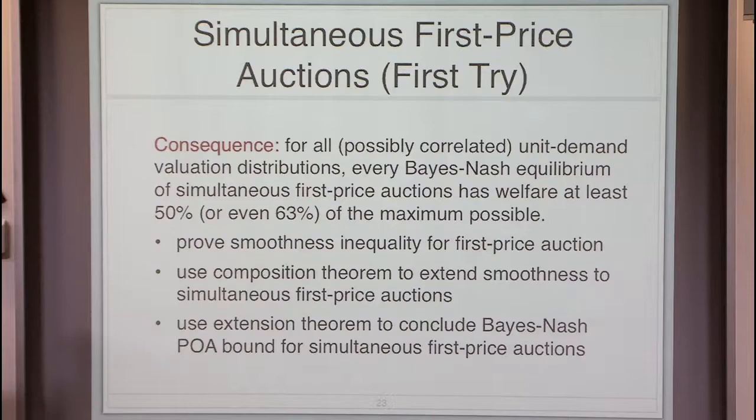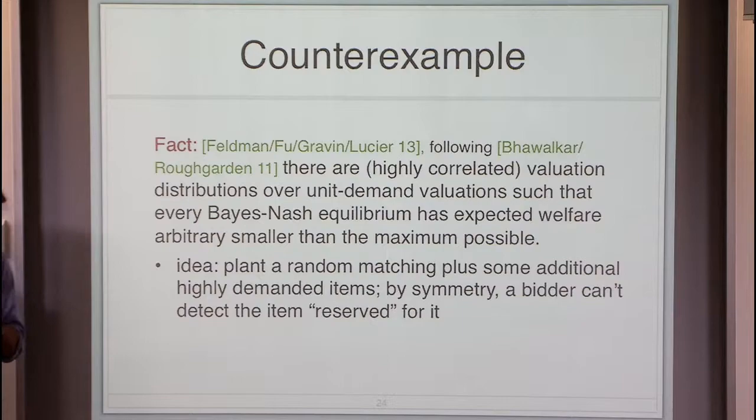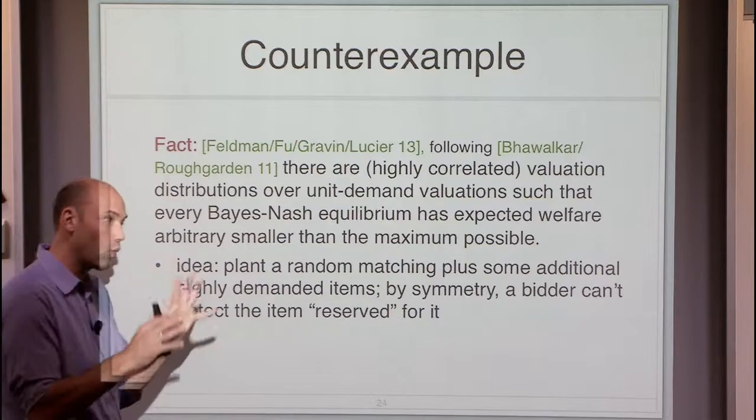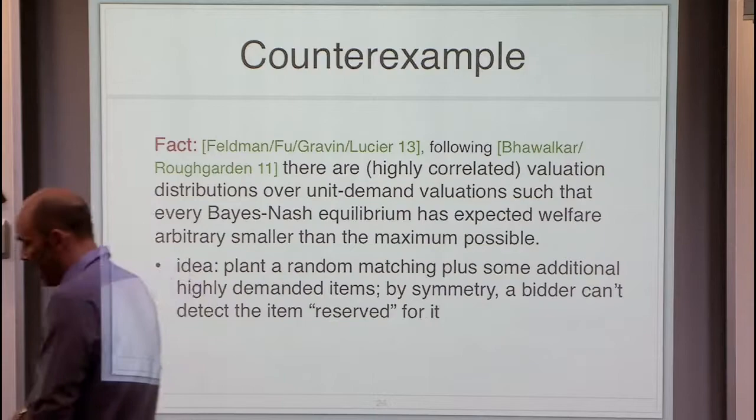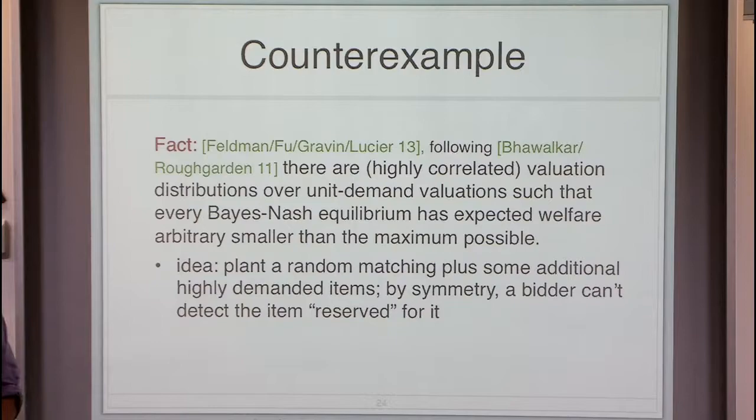Okay, so there's actually a counterexample which says there are distributions over unit demand valuations. There's super correlated valuation distributions, but there are valuation distributions over unit demands so that every Bayes-Nash equilibrium is terrible, okay? Arbitrarily far from optimal, right? So it's definitely not a factor 1/2 for a worst case correlated prior distribution, okay?